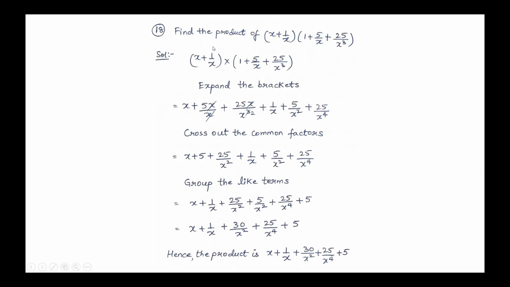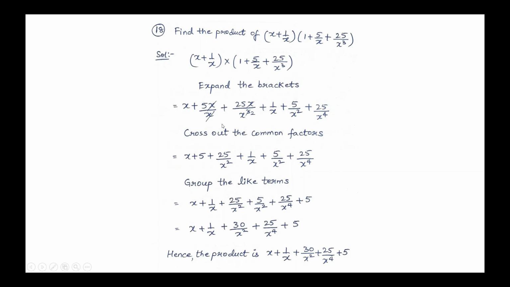Question 18 is find the product of (x + 1/x) and (1 + 5/x + 25/x³). The solution is we have to find the product of (x + 1/x)(1 + 5/x + 25/x³). Let's expand the brackets and write. So that's x + 5x/x + 25x/x³ + 1/x + 5/x² + 25/x⁴.